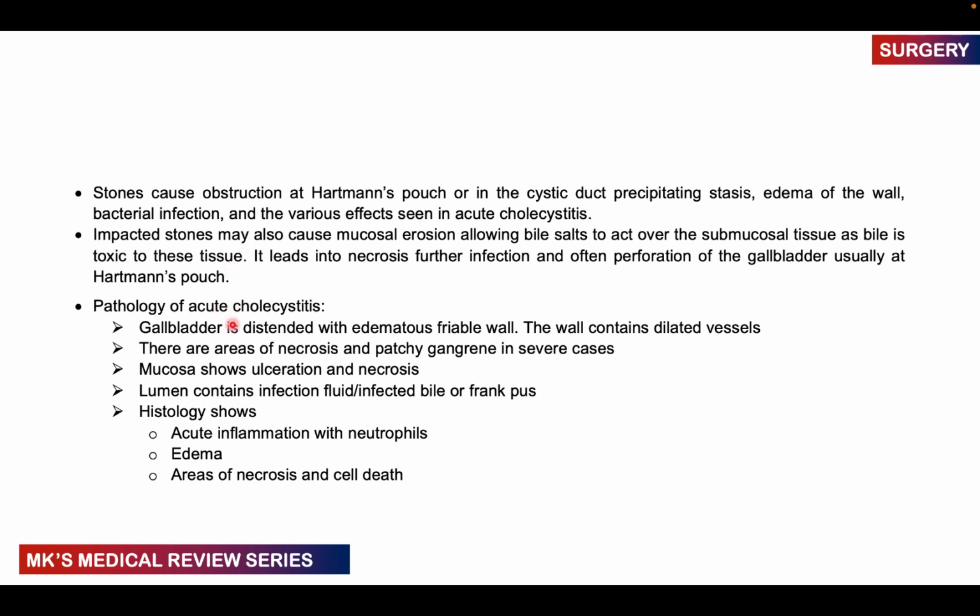Remember that when we actually look at a gallbladder that has acute cholecystitis, generally the gallbladder is going to be distended, there are going to be edematous friable walls, and the walls are going to be containing dilated vessels. There are going to be these areas of necrosis, because inflammation sometimes does come with necrosis, and there's going to be some patchy gangrene in severe cases. The mucosa may show some ulcerations and necrosis, and of course the lumen is going to be containing infected bile, and sometimes even frank pus. When you actually look at it under the microscope, you might see some acute inflammation, which is going to be marked by neutrophils and edema. You're going to also have areas of necrosis and cell death.